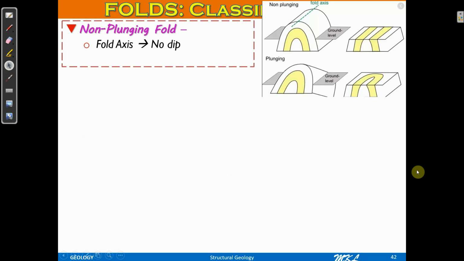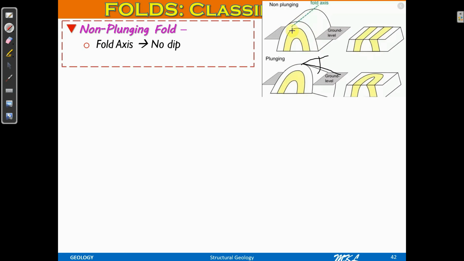For the non-plunging fold, the regular fold I was drawing from day 1, what do you mean by non-plunging fold? It's when the fold axis is not plunging. Here you can see the fold axis is plunging and it's making an angle with the horizontal line. But here you can see the fold axis is horizontal.